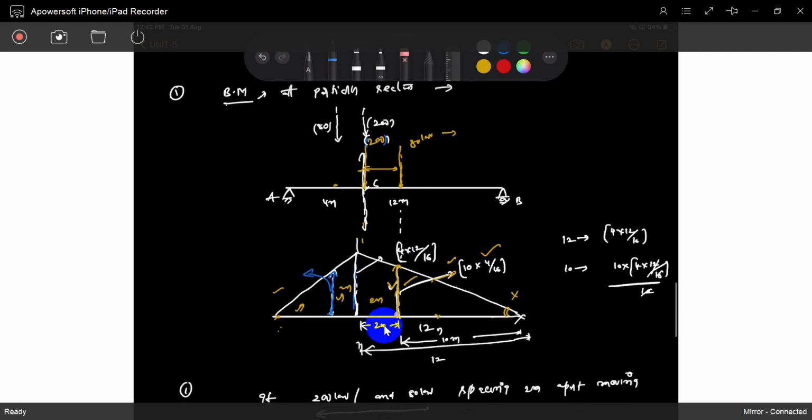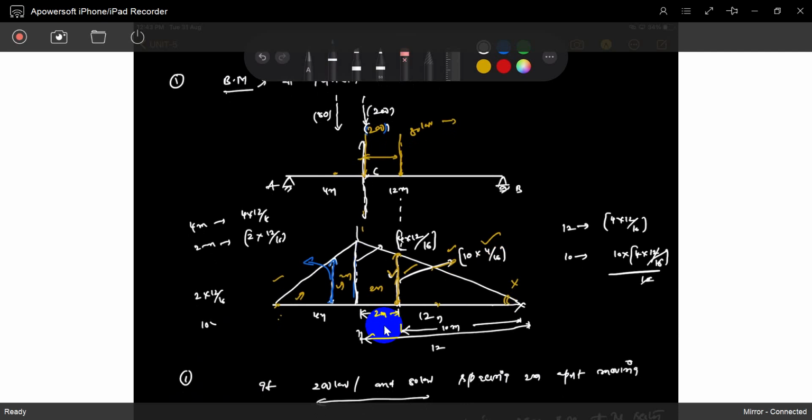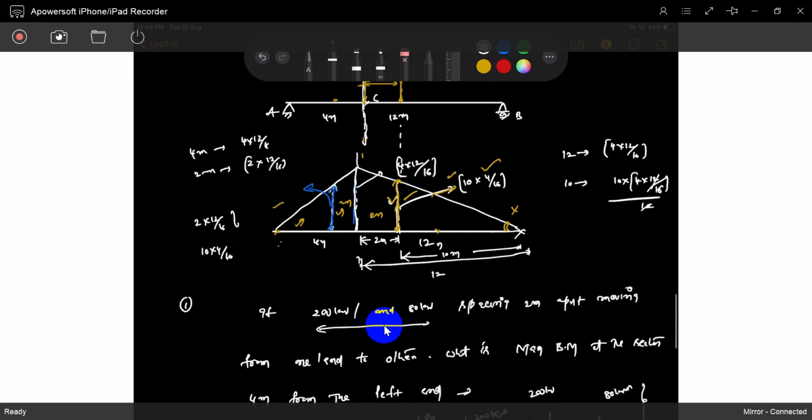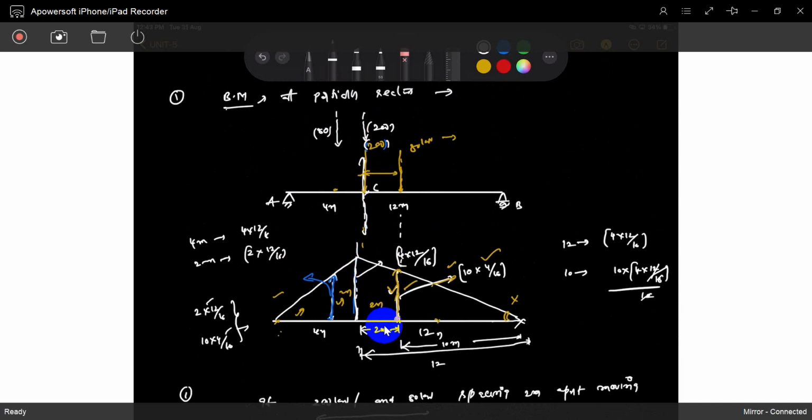So check what this value is. This length is 4 meters. For 4 meters, it's 4 into 12 by 16. For 2 meters, 2 into 12 by 16. Previously you can see 10 into 4 by 16. Which one is higher? This is 24, this is 40. You can easily say this value is bigger.